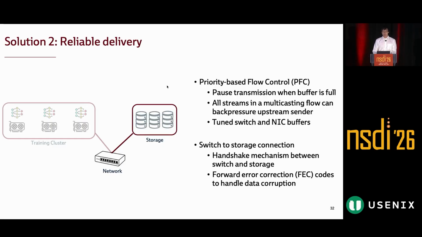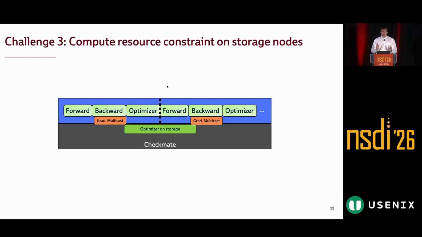Now, these solve the training and network side of the challenges, but one more challenge remains on the storage end. Although the optimizer step is computationally cheap compared to the forward and backward paths, the storage node only has CPUs to execute it. But there is a tight deadline. This update step needs to complete before the next set of gradients are fully received. Otherwise, there will be a backlog.